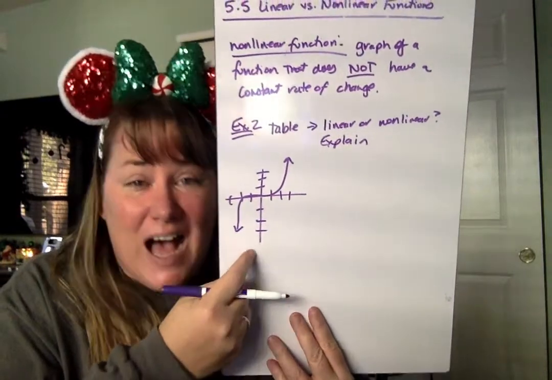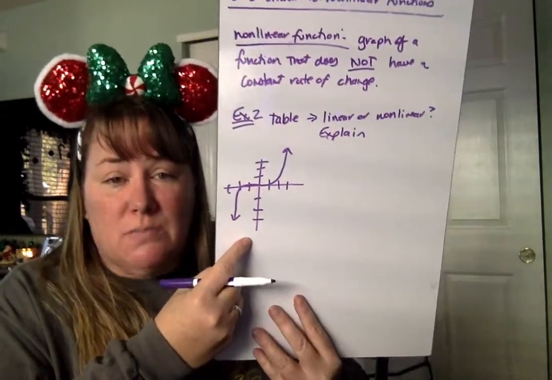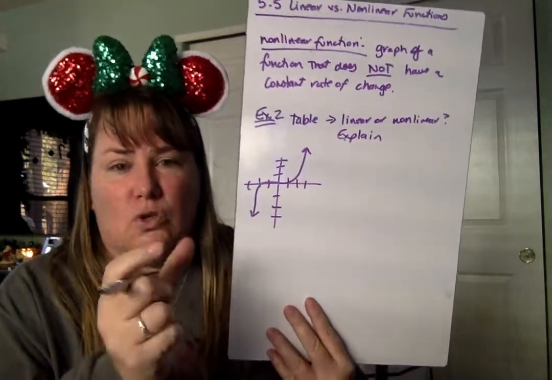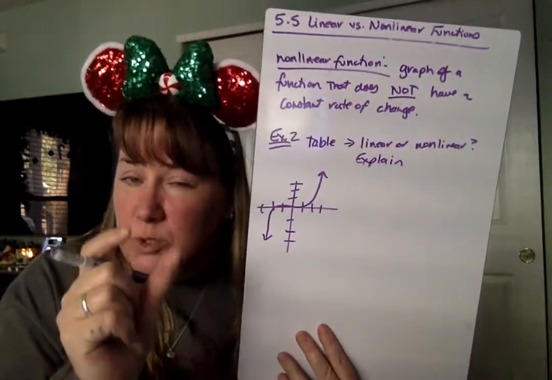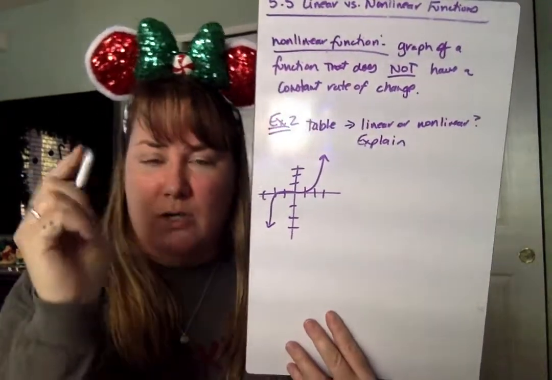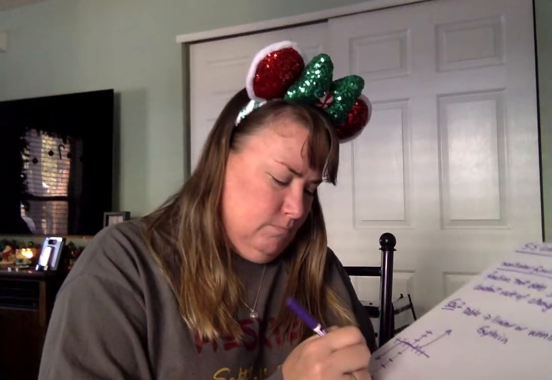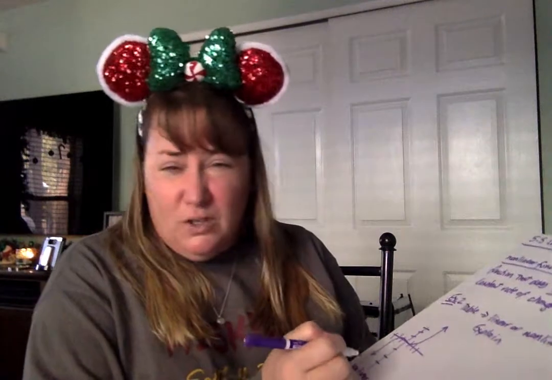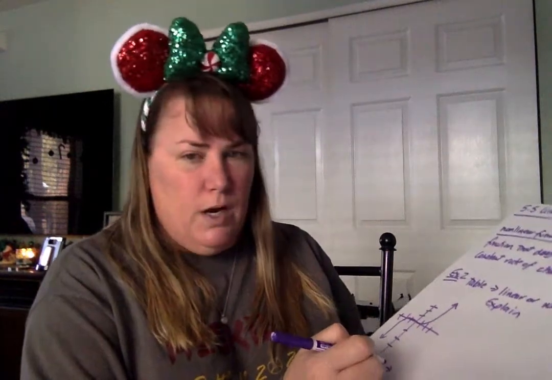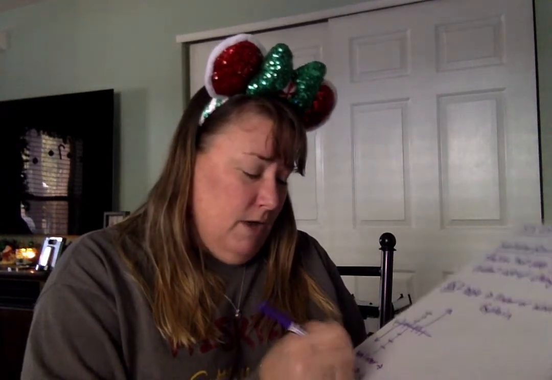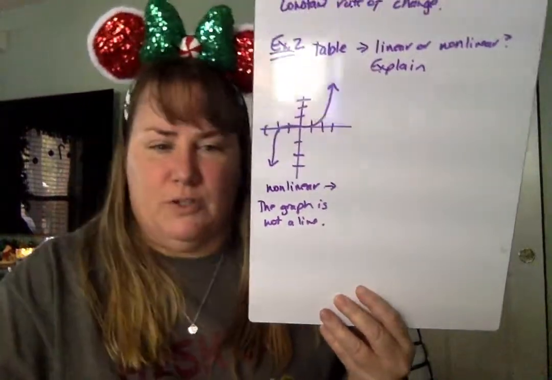Is this a line? And remember, some people may go, well, it's a curved line. A line, by definition, is the shortest distance between 2 points. And the shortest distance between 2 points is straight. So that's why if you say a straight line, it's redundant. But this is not a line. So it's nonlinear. Kids seem to make this difficult, and you don't need to. Nonlinear, if you had to explain why, the graph is not a line. Make it easy. Graph is not a line. You don't have to make things difficult.